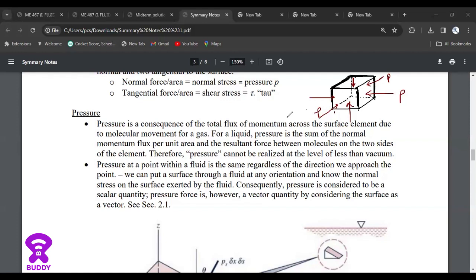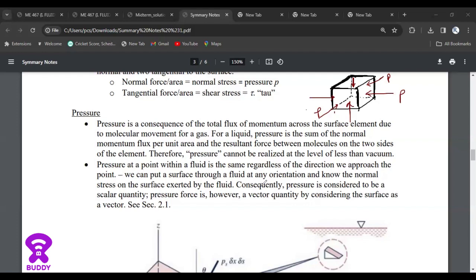By looking at the scenario, what are you thinking? Decrease. Decreases, right? So what is the pressure? Pressure at a point within the fluid is the same regardless of the direction we approach the point. We can put a surface through a fluid at any orientation and know the normal stresses on the surface exerted by the fluid. Consequently, the pressure is considered to be a scalar quantity.